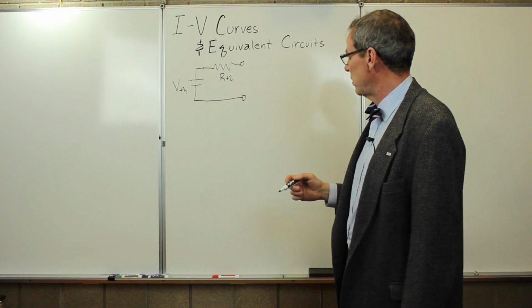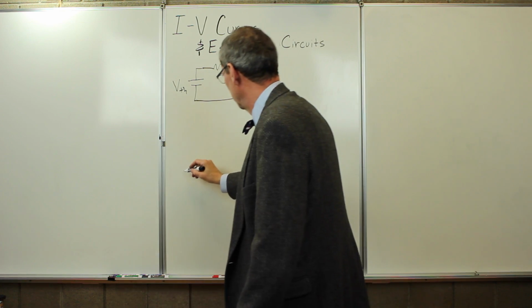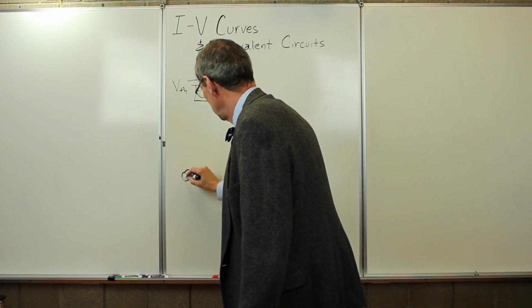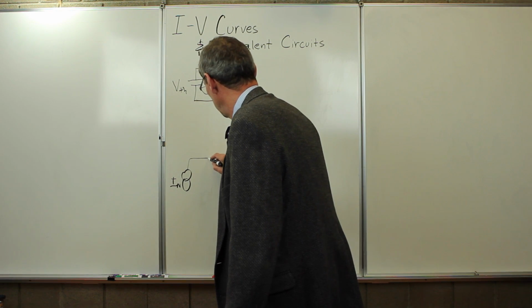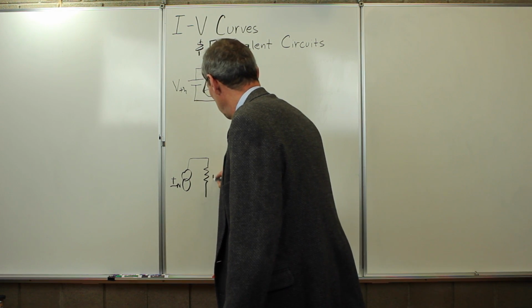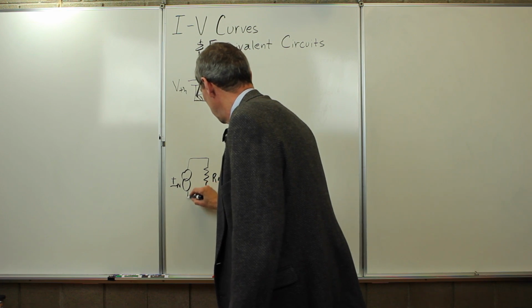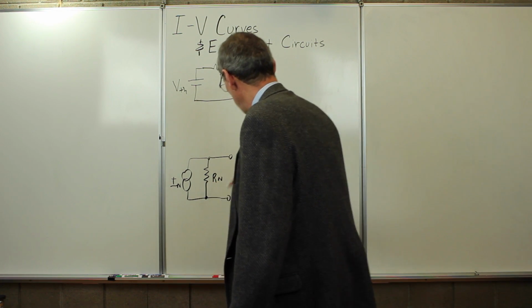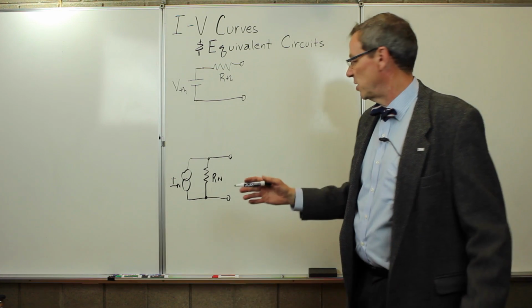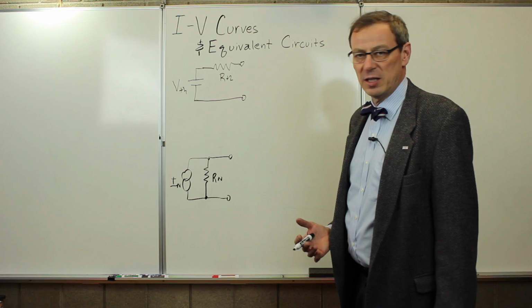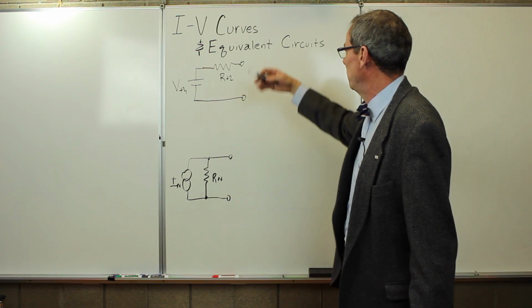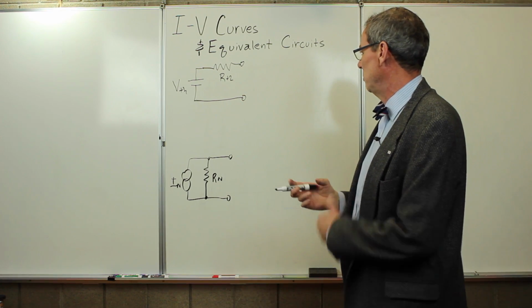The current source is something called a Norton current source, so it's an I Norton, and there's a Norton resistance in parallel with that, and the output goes there. So we have something that looks like this. So these are the two ideal circuits, these two circuits we have that are equivalent to just about everything we do in this course.